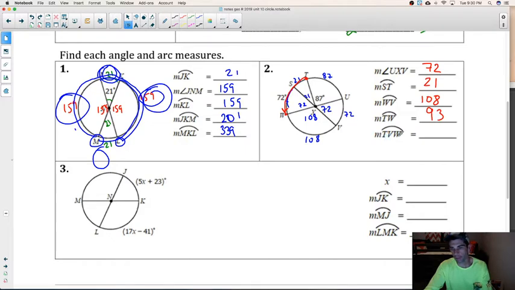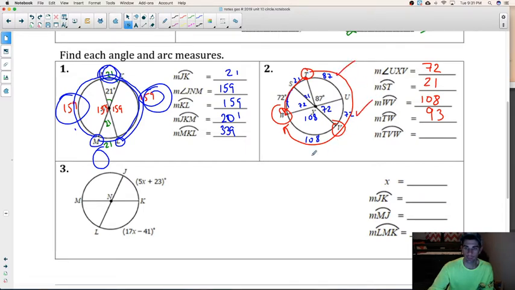And then finally, with 3 letters, I'll follow the order. So I'm going to go from T, then I have to hit V, and then I have to hit W. And that's going to go in this direction. T, V, W. Add 87 plus 72 plus 108, and that's going to be 267.